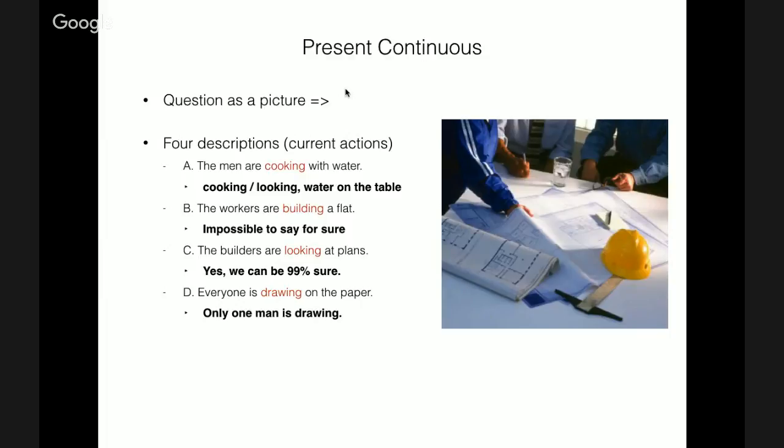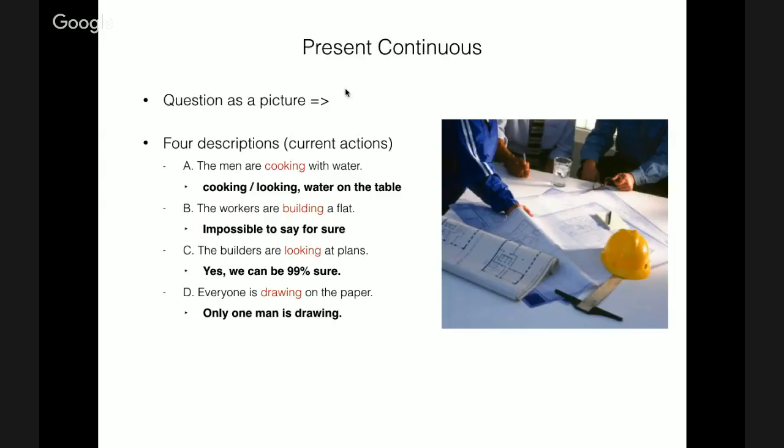So just say no and listen for the other answers. Maybe keep your pencil on B, but don't mark it. Just keep it there and listen for C and D, just to be sure. C, the builders are looking at plans. Well, now we can say, okay, probably they're builders. There's a hat on the table, and they are with plans in their hand, therefore probably looking at it. So we can be 99% sure.